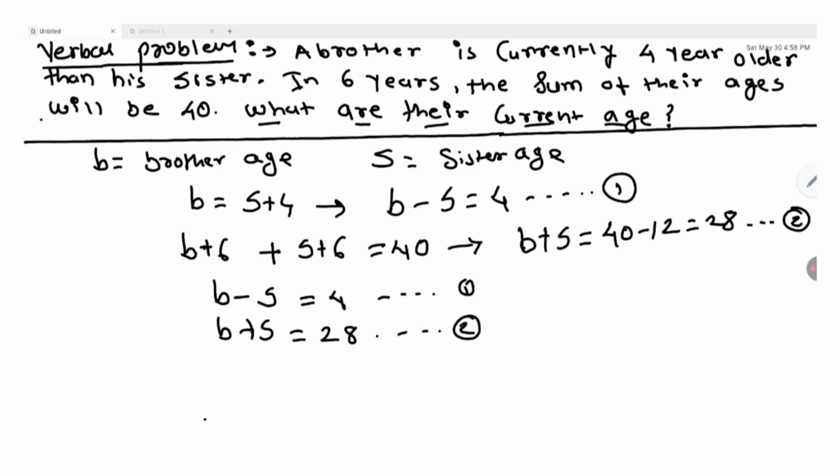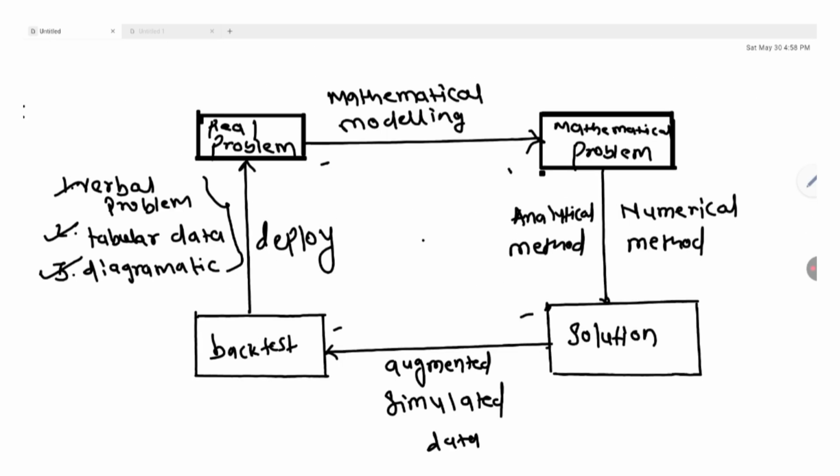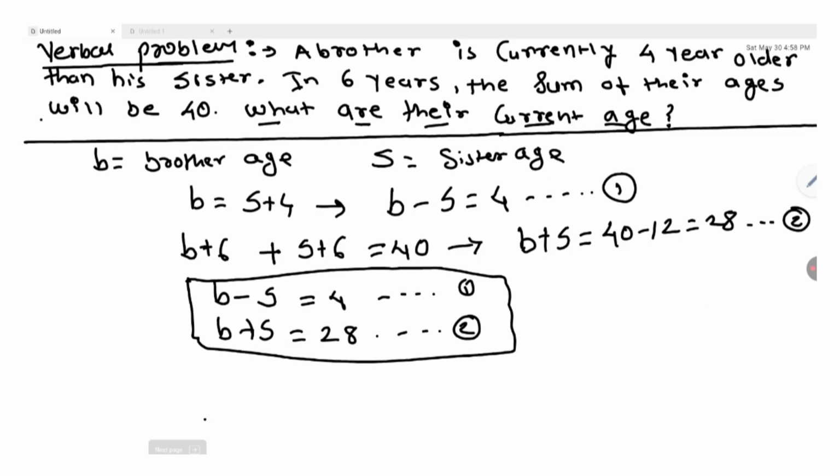Okay. Now this particular system of linear equations is called the mathematical problem. We have used the simultaneous equations of algebra to convert the real world problem to a mathematical problem. Okay. Now let's try to find the solution of this one. So we will use the elimination method.